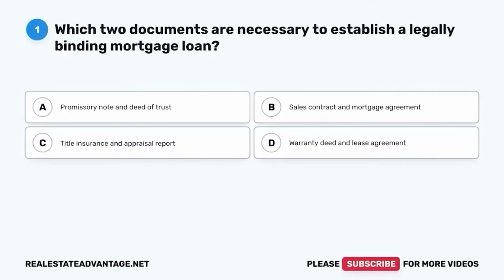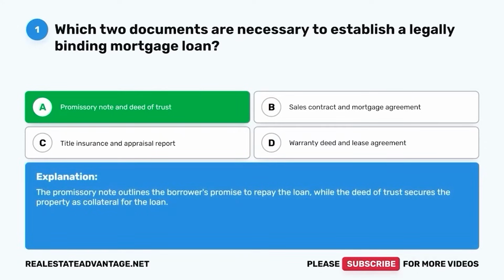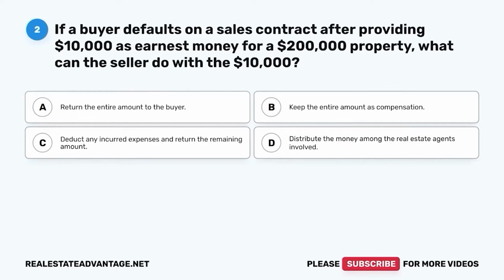Now let's get started. Question 1. Which two documents are necessary to establish a legally binding mortgage loan? A. Promissory note and deed of trust. B. Sales contract and mortgage agreement. C. Title insurance and appraisal report. D. Warranty deed and lease agreement. The correct answer is A. Promissory note and deed of trust. The promissory note outlines the borrower's promise to repay the loan, while the deed of trust secures the property as collateral for the loan.